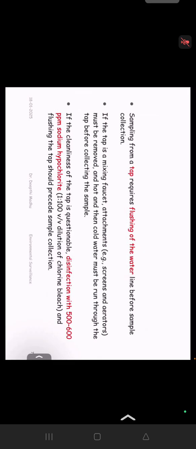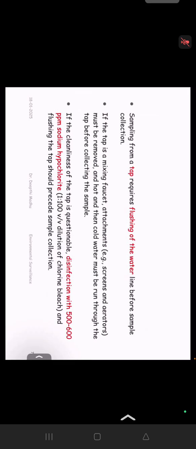So when you use a closed tap for collecting a sample, flush out the initial water and then collect the water sample. If the tap is a mixing faucet, attachments must be removed and hot and then cold water must be run through the tap before collecting the sample. That is, if you have hot and cold waters being dispensed from the same tap, that means both of these waters are coming from different parts of the storage system. So you should flush out both the hot water and the cold water through the faucet before you collect the sample.